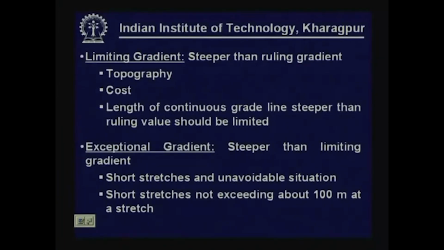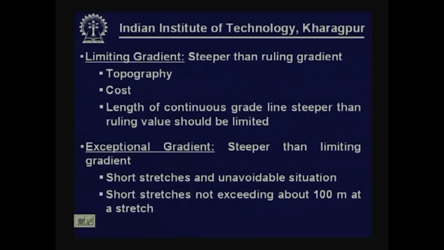gradient, but maybe with a substantial increase in cost, and it may not be economical to try to achieve that. So, depending on the topography and also considering the cost, there is another upper limit where acceptable gradients are a bit steeper than the ruling gradient, and that is what we call limiting gradient. Now, since limiting gradient is steeper than ruling gradient, the length of continuous grade line steeper than the ruling value should be limited.